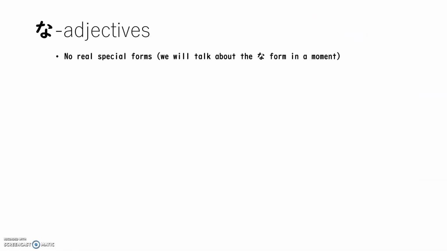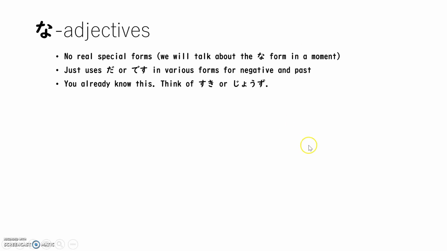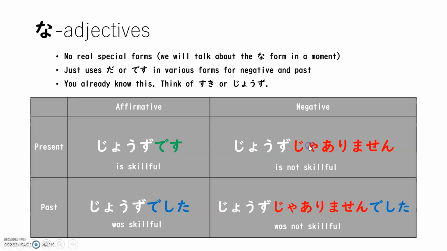So now let's head on to na-adjectives. There's no real special form that you need to learn for these. We're going to talk about the na form in a moment. So it just uses da or desu in various forms for negative and past, and you actually already know this. Think of suki or jouzu. So if you want to say someone is skillful, you say jouzu desu.